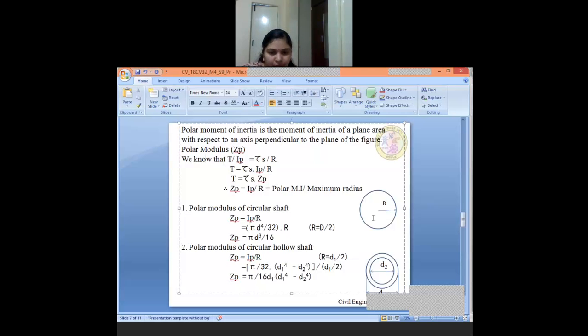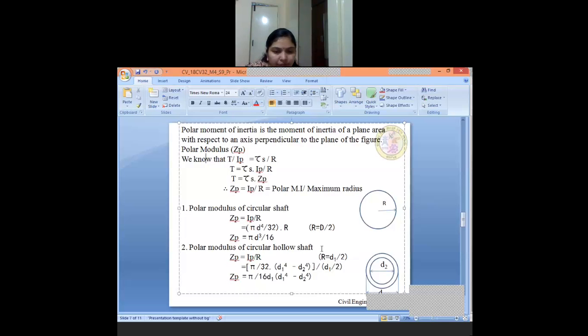So now let us consider the polar modulus of a circular shaft. For a solid circular shaft, first, Zp is what? Polar modulus is polar moment of inertia by maximum radius. So then, what is polar moment of inertia for a circular section? IP is pi D^4 by 32 and R is D by 2. So Zp is pi by 16 into D cubed, the polar modulus of circular section, where R is half of the diameter.